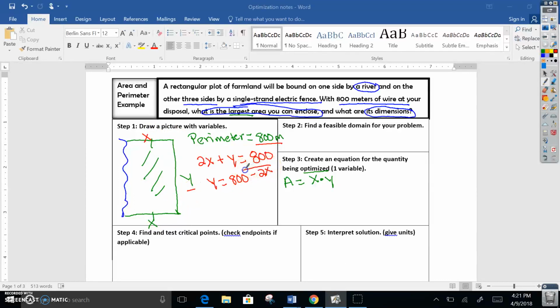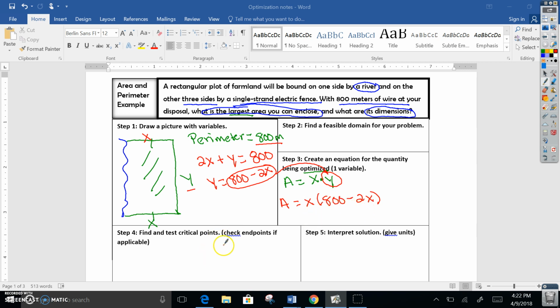Now that I know y is 800 minus 2x, I can actually replace y with that quantity. And I get A equals x times the quantity 800 minus 2x. And I now have an area equation that is in terms of x only. I still haven't done a derivative. I don't have any critical points. But I do have an equation that is in one variable, and that's important.